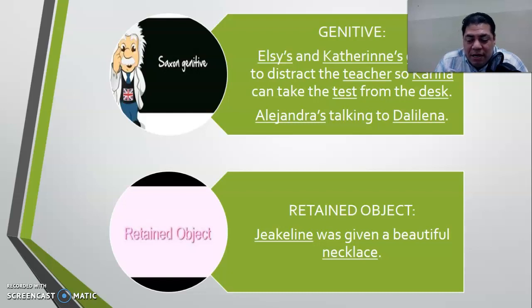Finally, we have an example of a retained object. Jacqueline was given a beautiful necklace. Now we have Jacqueline, which of course is the subject of the sentence. And necklace is what she was given. Jacqueline was given what? A beautiful necklace. Necklace. We don't classify that as the direct object because that's passive voice, right?